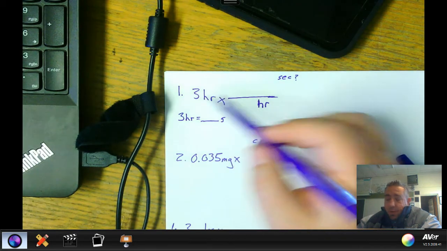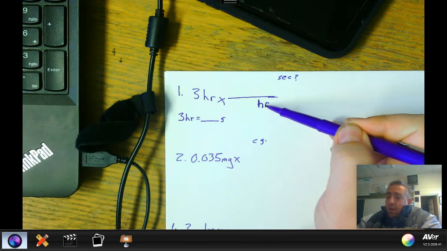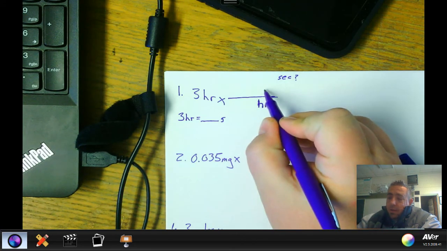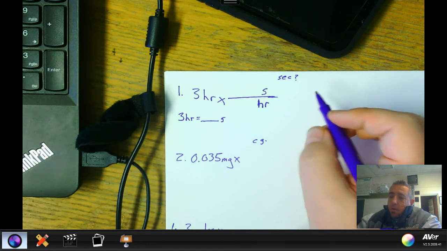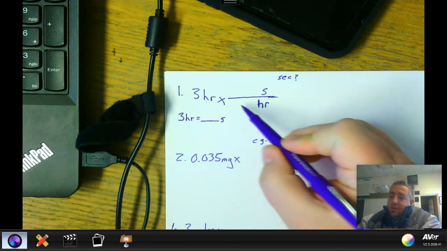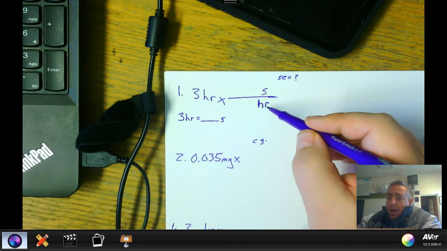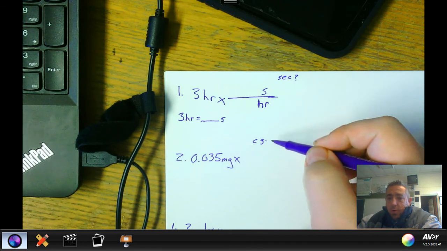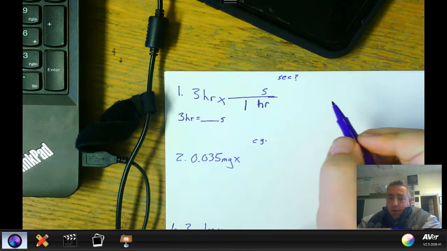Okay, anyhow, I'm sorry, I keep getting sidetracked, but 3 hours, we're going to get rid of hours. So hours is going on the bottom. We're trying to get to seconds, so that's going to the top. All right. So then we set up our conversion factor. Out of hours and seconds, which one is larger? It's the hour. So we're going to put a 1 there.